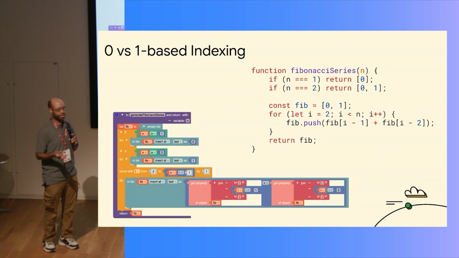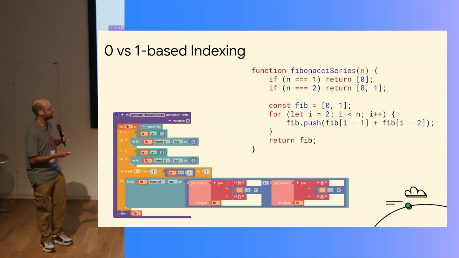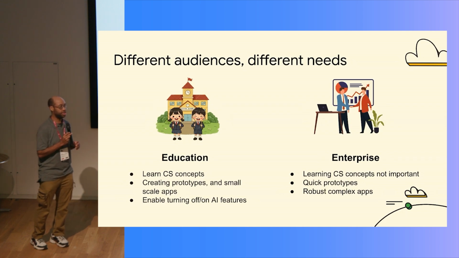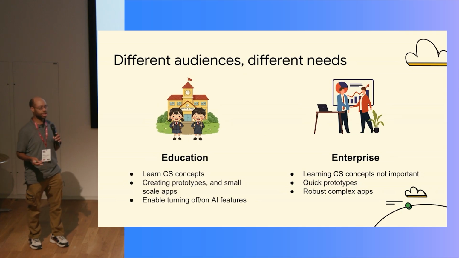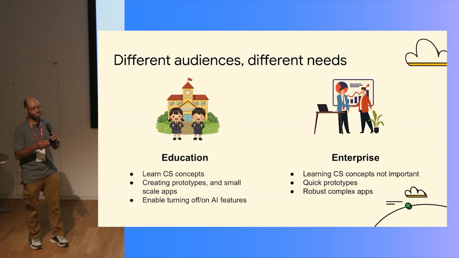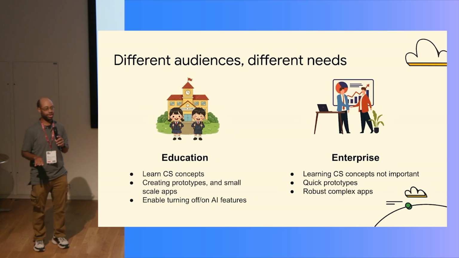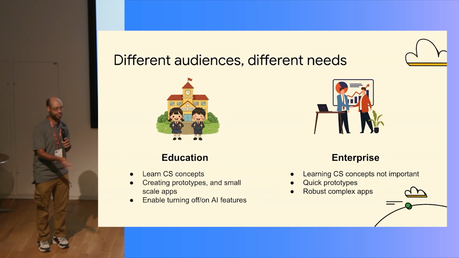Which is kind of different because after all these years, we've been trying to figure out, okay, what's the easiest thing to learn? And that means we're building different types of things for different audiences. So within education, we are trying to get the students to learn computer science concepts. Often they're creating small prototypes and smaller apps. And some teachers don't want to have AI anywhere near their classroom. So we give them the ability within our EDU organizations to just turn it off. All the AI features are gone.